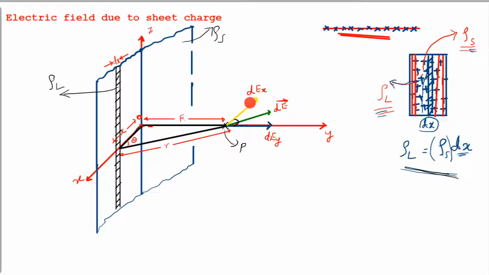Okay, this way it comes. When you resolve, you get it this way. So you get dEx. Is this fine? Okay, so dEx and dEy are the two components.